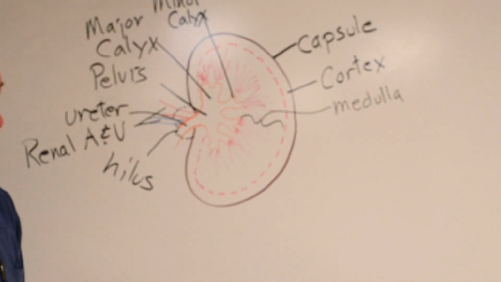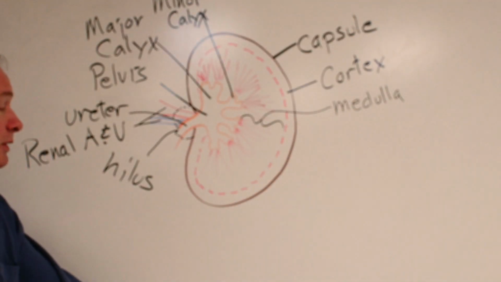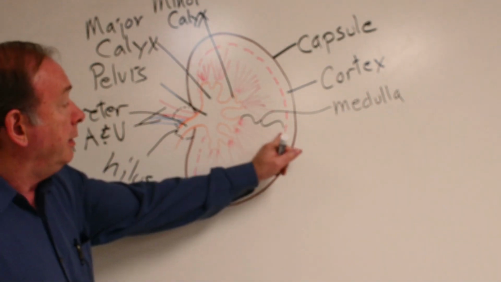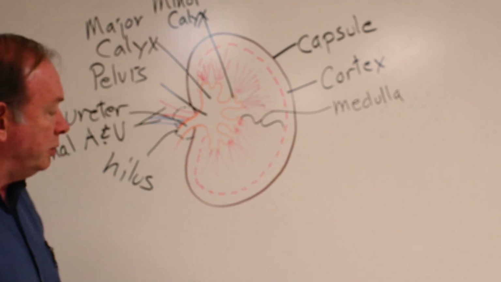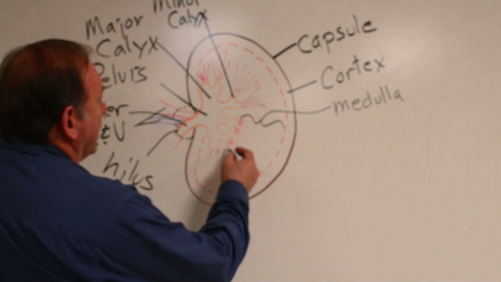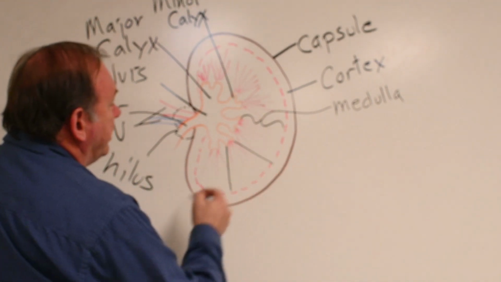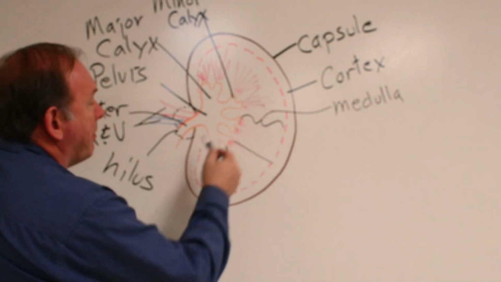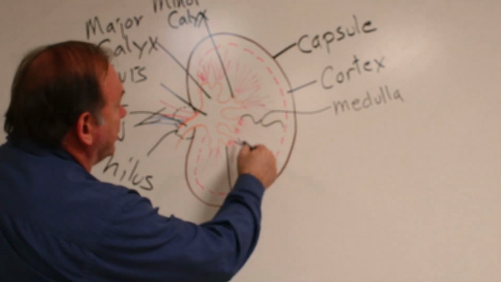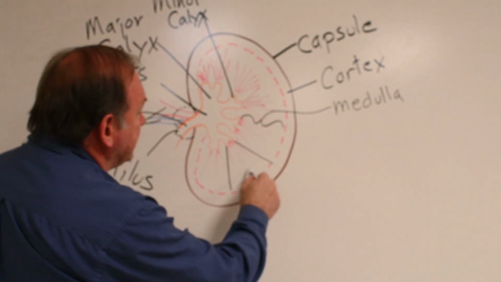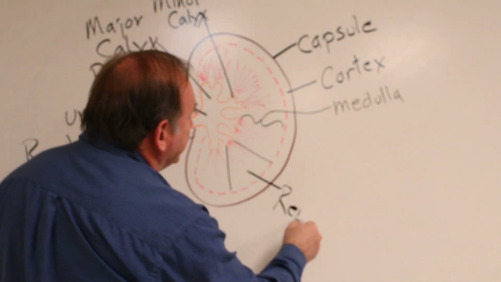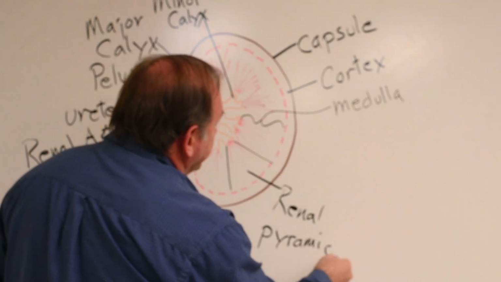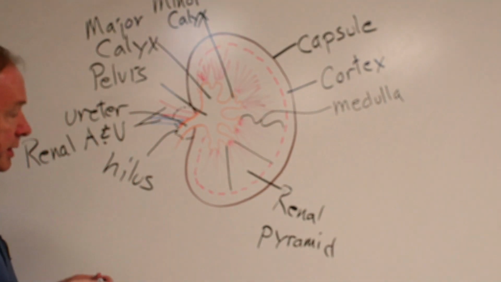Another important thing I forgot to mention as I was going through here is that the renal medulla that we have here is divided into segments, more or less, sectors, I guess would be a better term. Sectors that drain into these minor calyces. And those sectors of the medulla that drain into the minor calyces are referred to as renal pyramids. There's a single renal pyramid there.